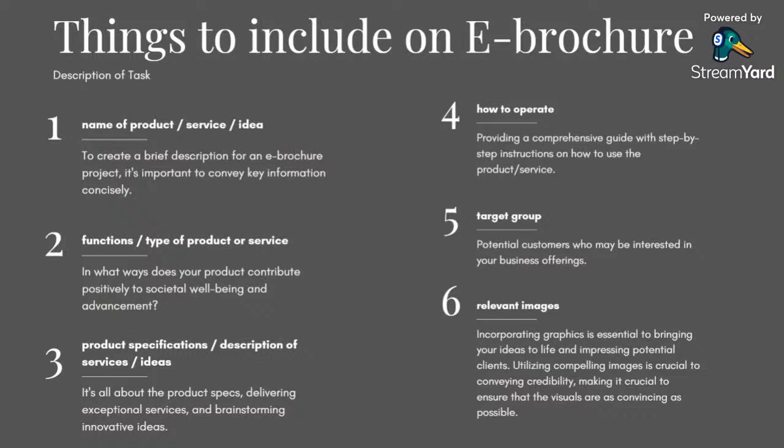And then look at number four, how to operate. Of course, when you sell products or services, you must explain step by step how to operate your product or services. So in this case, you are going to provide a comprehensive guide with step by step instructions on how to use the product or service. And then this is one of the main important aspects as well. Who are going to be your target group? Who are going to be your potential customers?